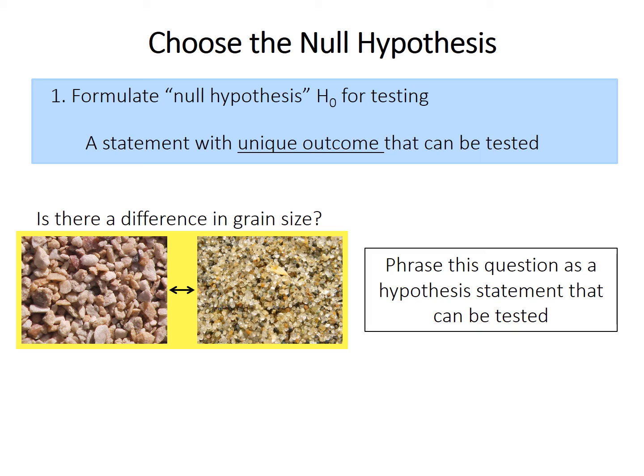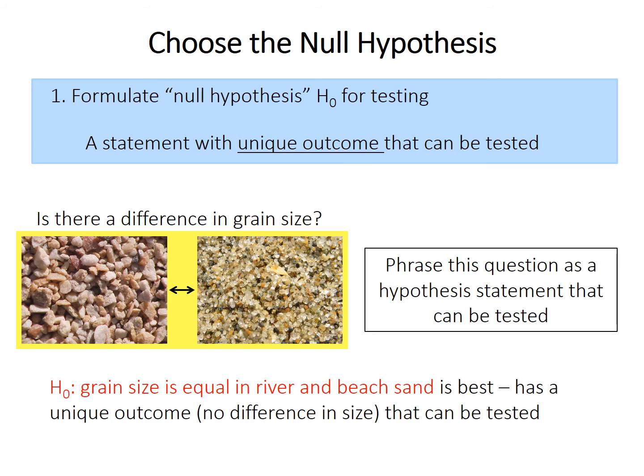So in our example here, we want to rephrase the question into a hypothesis statement. So our question is, is there a difference in the grain size? But we want to make that into a statement that only has a single possible outcome that we can test and potentially reject. So the most common choice of a null hypothesis is that there is no difference between the groups. So for example, we can say grain size is equal in river and beach sand.